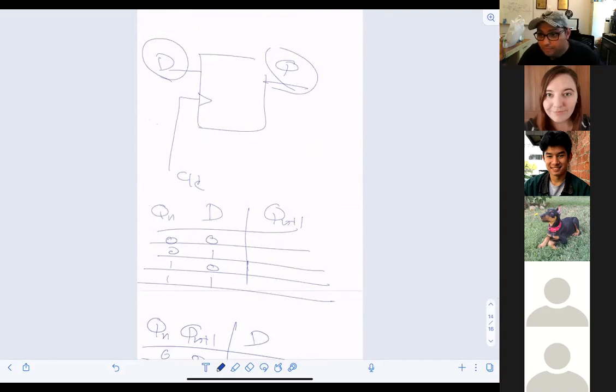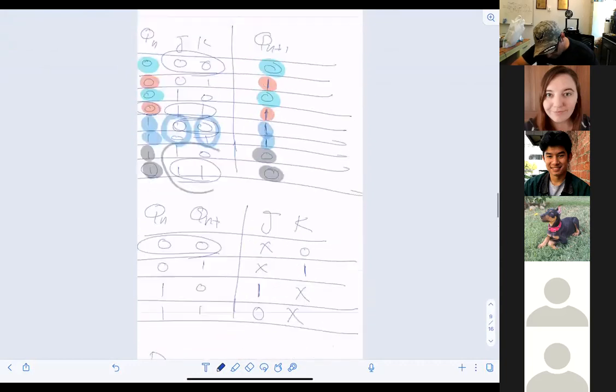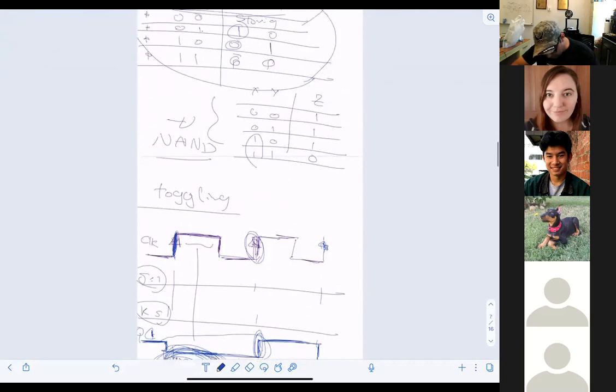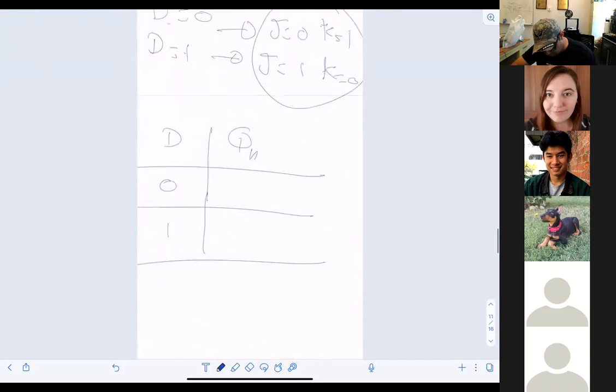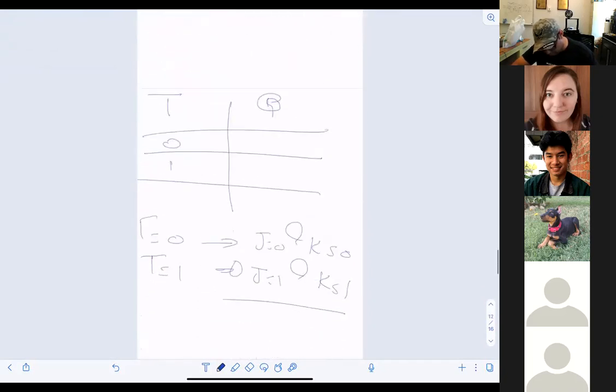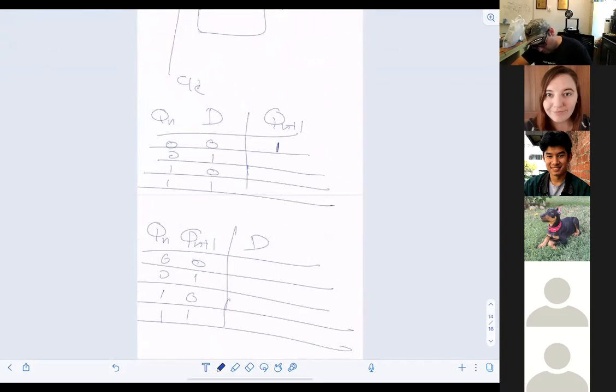D is equal what? Equal 0. So that means J is equal 0 and K is equal 1, right? We need to see what this means. J is equal 0 and K is equal 1. I don't remember what it was. 0, 1, right? So it's going to be 1. Now D is equal 1.